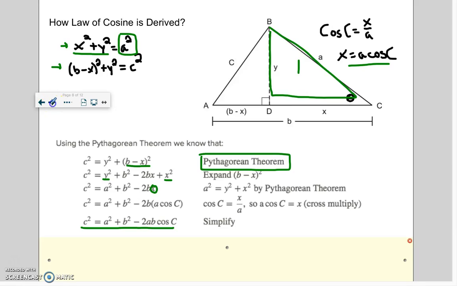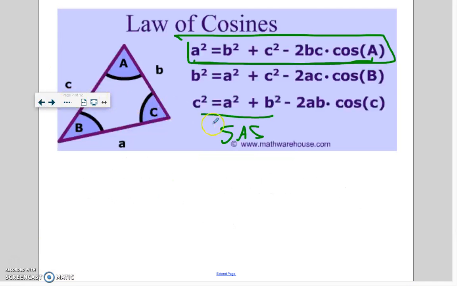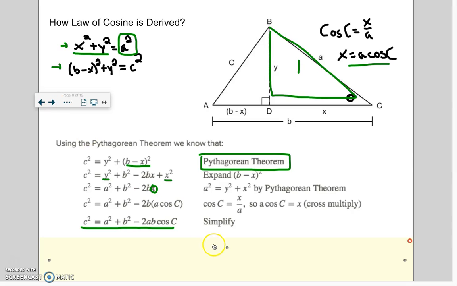So when we look at law of cosines, we're only going to be able to do this when it's a side angle side comparison. Because if it's any other relationship, you already have law of sines, and that should be your go-to one. So that's your deriving of the law of cosines.